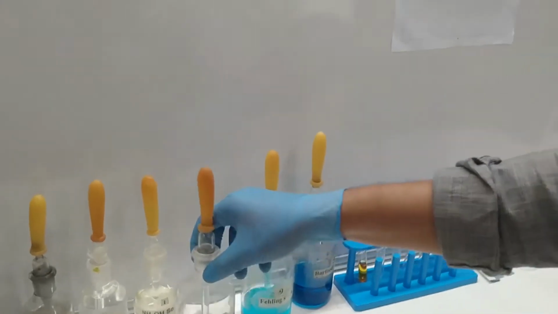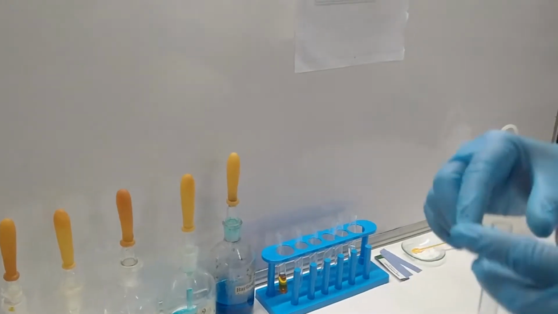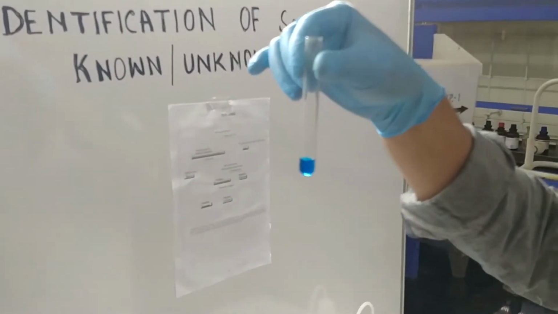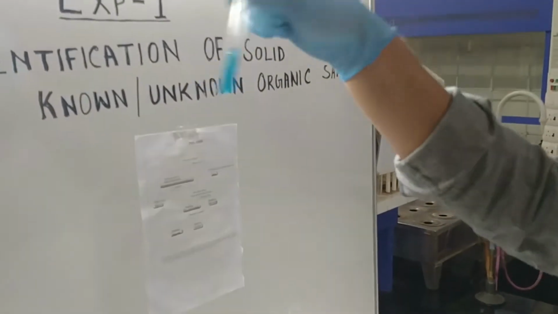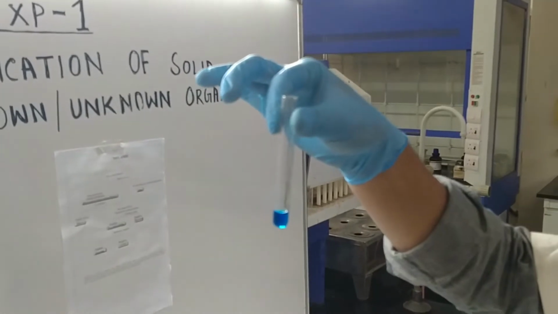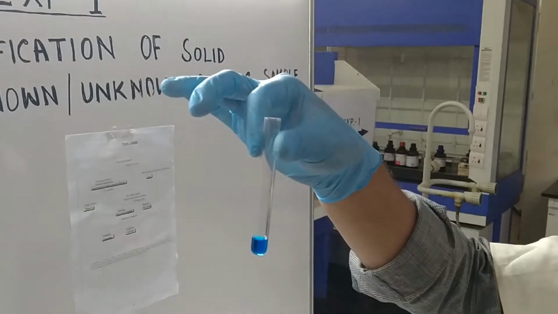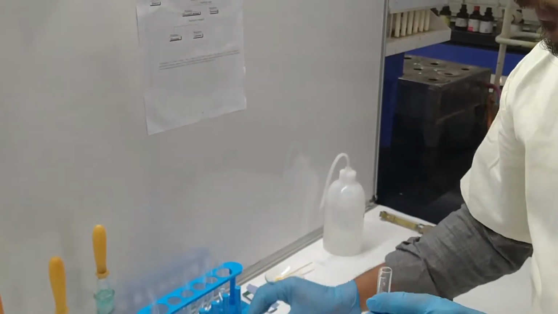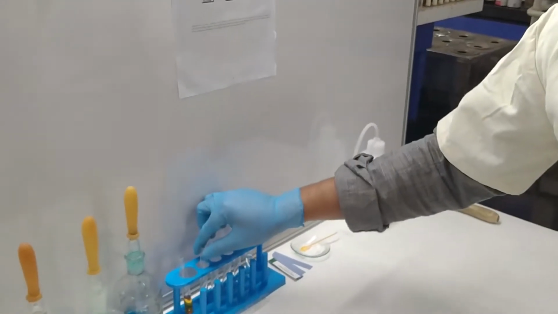Now I add the two reagents over here in equal volume. So this is our Fehling reagent or Fehling solution. This is prepared. So I keep this one over here.